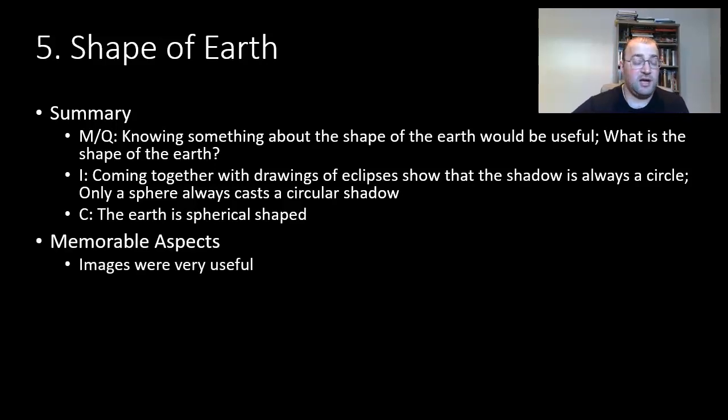So I found these images awesome. The images that were used to display the observations, like the composite image of the eclipse, to really show not just the fact that the shadow was circular, but the size was the rough size of the Earth's shadow. I thought those were excellent.